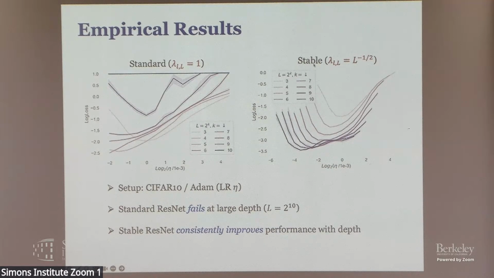And the figure on the right is with lambda equals 1 over square root of depth, which we call stable ResNet. The color code is how deep is the neural network, so the darker, the deeper. You can see here that with the standard setup, and unfortunately, if you use PyTorch, you are in this setup here. So if you increase depth, you should be aware of this issue, right?